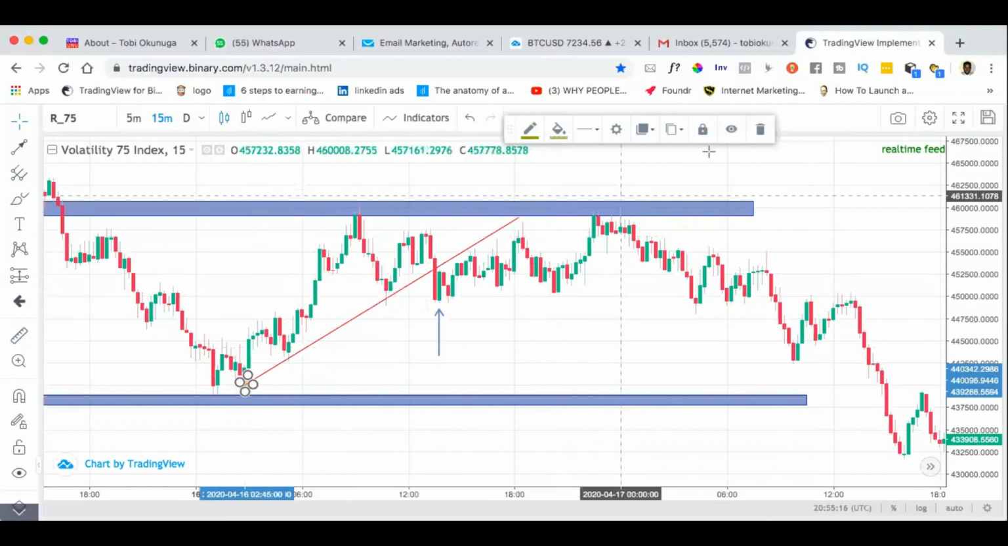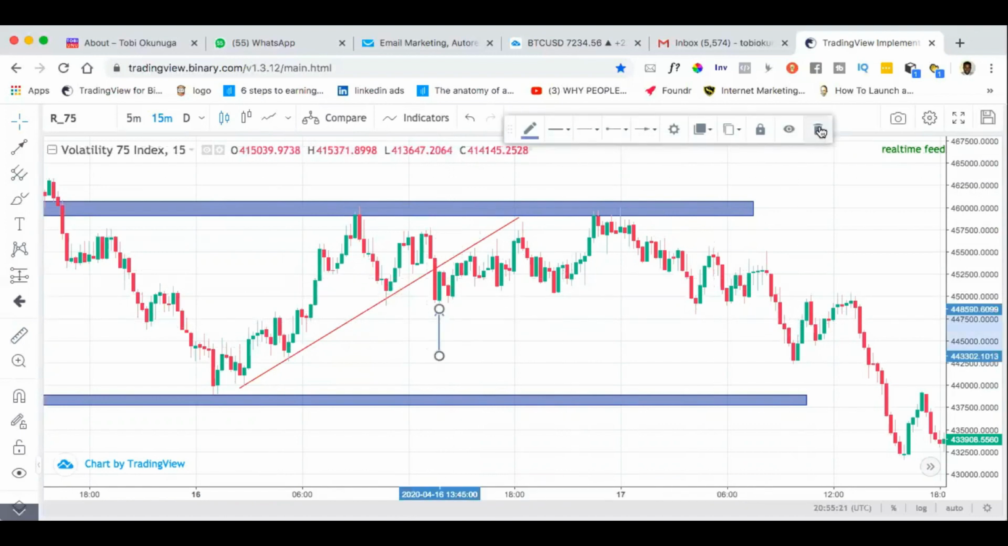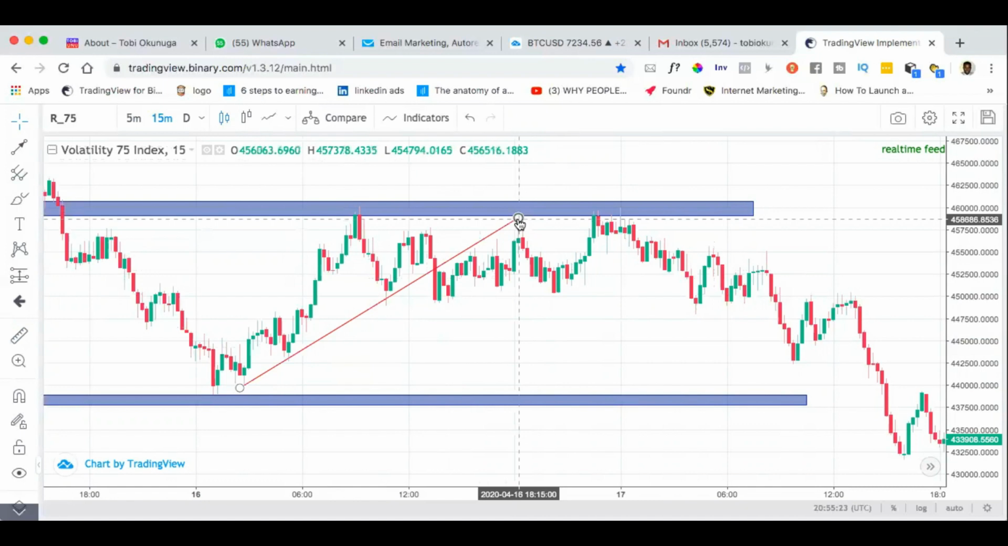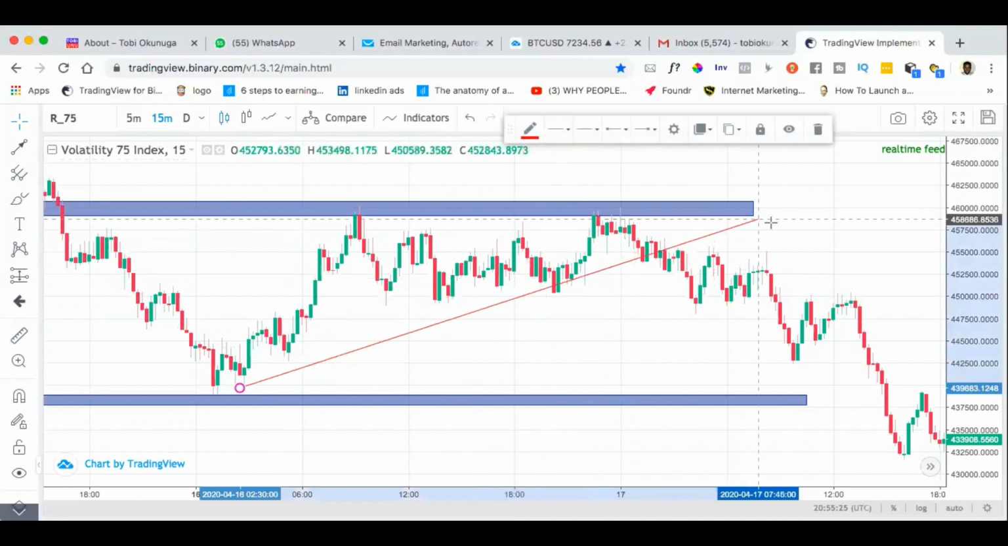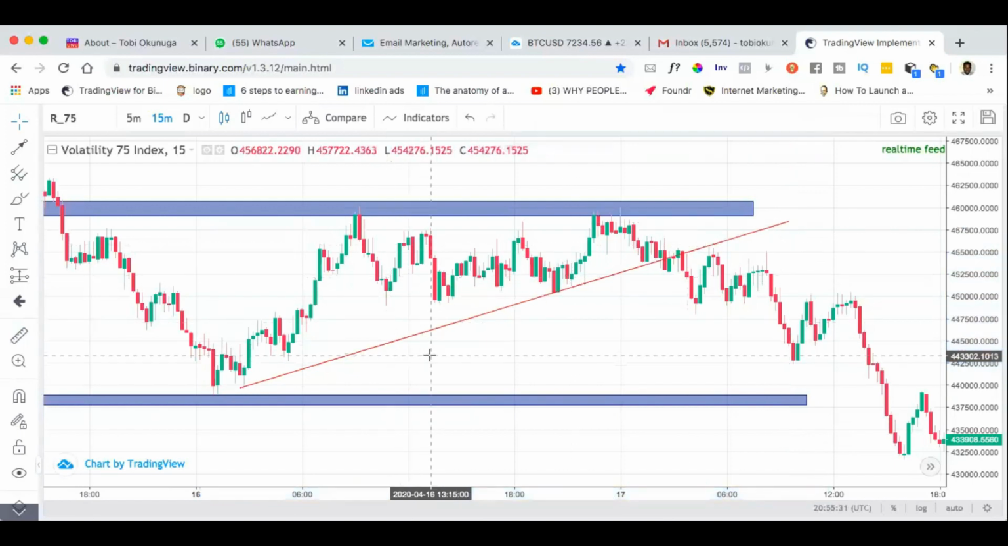Okay, let me just delete this ellipse, so I can see another trend over here. Let me draw my trend line. This is another trend, guys. Why is it a trend for me?